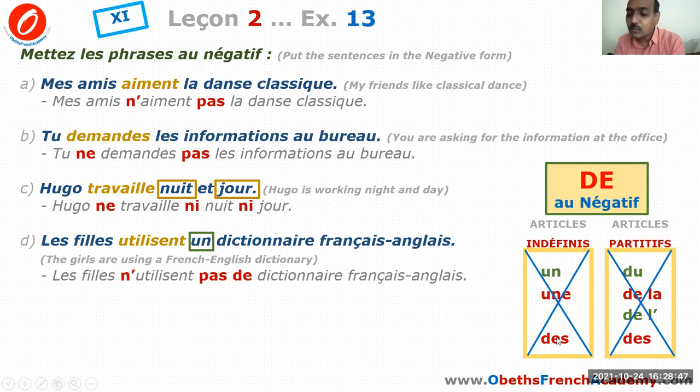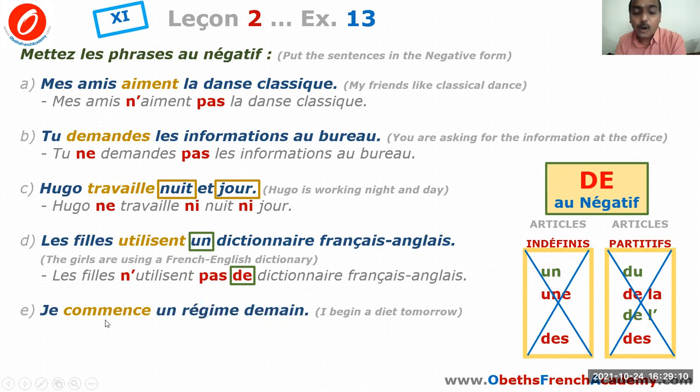So remember this rule. Whenever you have an indefinite article or a partitive article used in an affirmative sentence, and if you want to change them into a negative sentence, in that case the indefinite articles and the partitive articles will become de in the negative. The fifth sentence. Je commence un régime demain. I'm going to be on a diet from tomorrow.